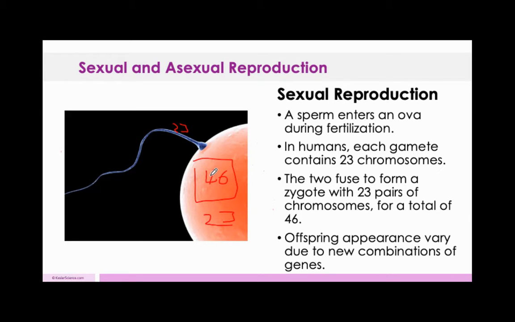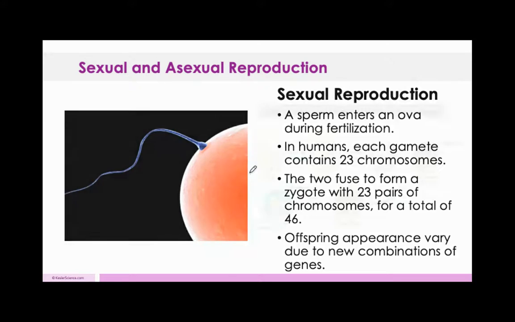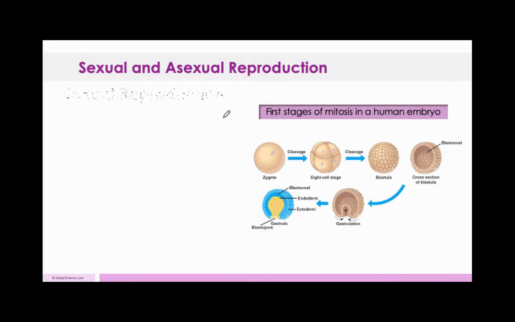Now, the offspring might be different from one another. It's going to be similar to the parents, but it is going to have its unique combination of genes. Now, once fertilization has occurred, we're going to have a zygote, and then that's going to start splitting. Mitosis is going to take over, not meiosis.